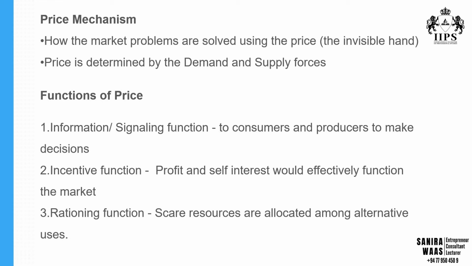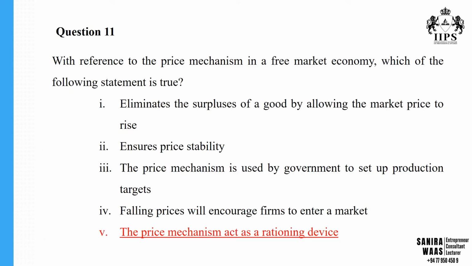And the price will also act as a rationing device, where scarce resources are allocated efficiently among alternative users and among the community. Because of that, the answer to question number 11 is that the price acts as a rationing device. We have got 3 functions and 1 function is given as an answer, so obviously the price mechanism acts as a rationing device.